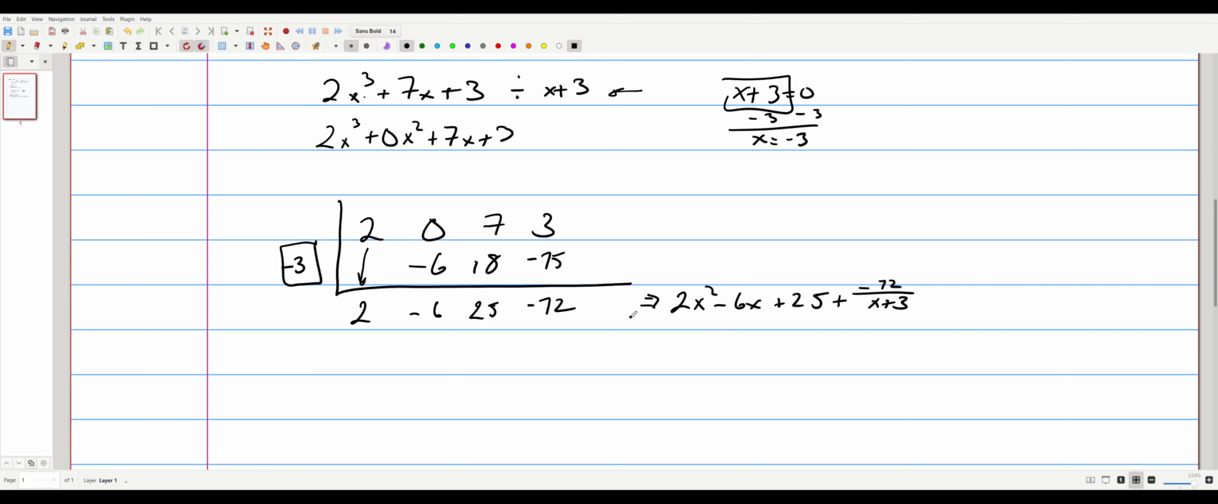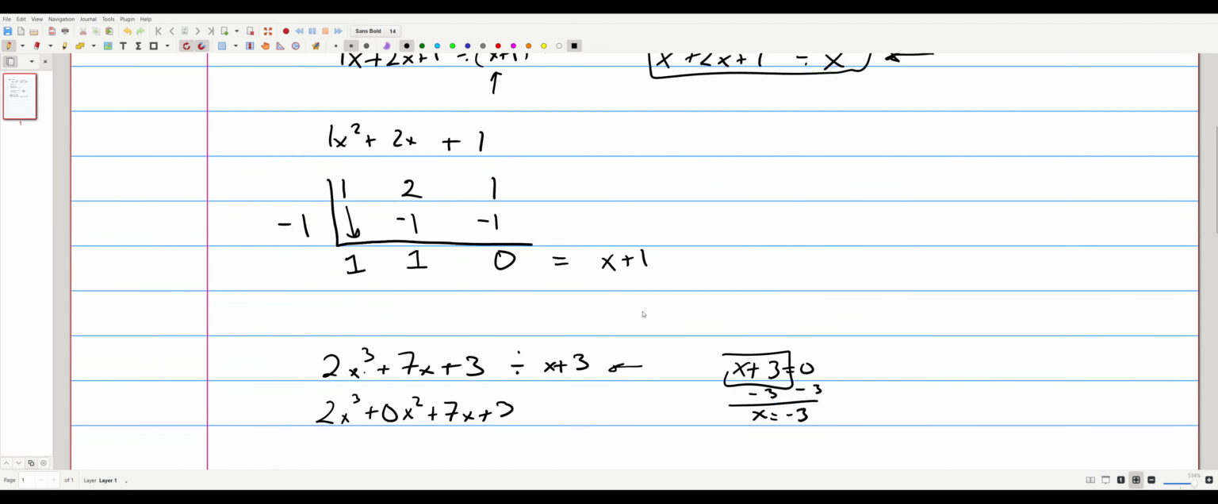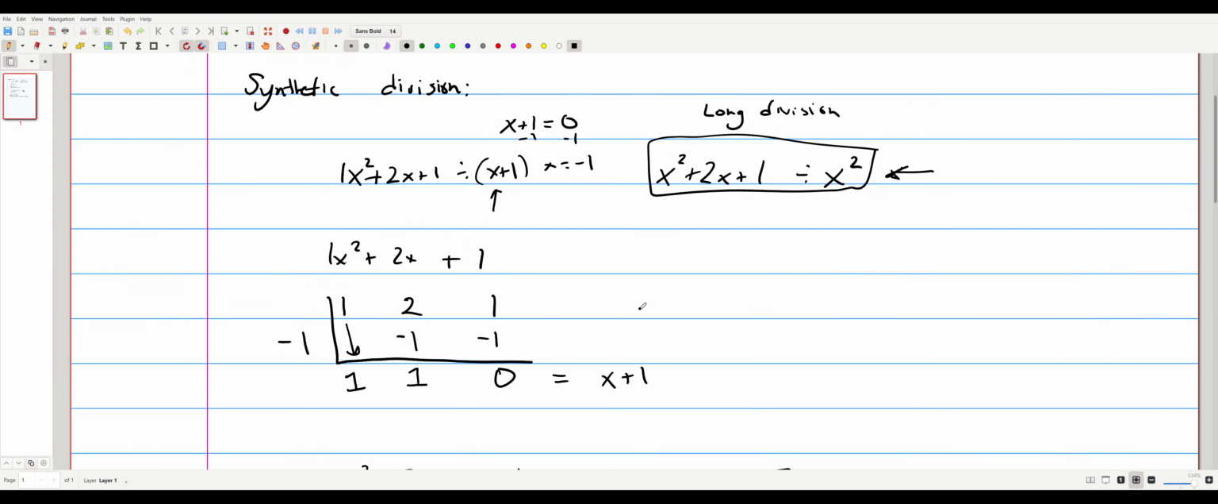In most cases, students prefer using synthetic division, but just remember that you can only use synthetic division if the term that you're dividing by is linear. If you try to do it with a nonlinear term, you may not get the correct solution.